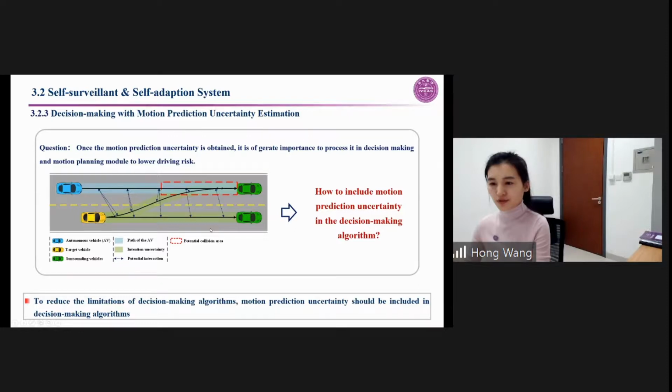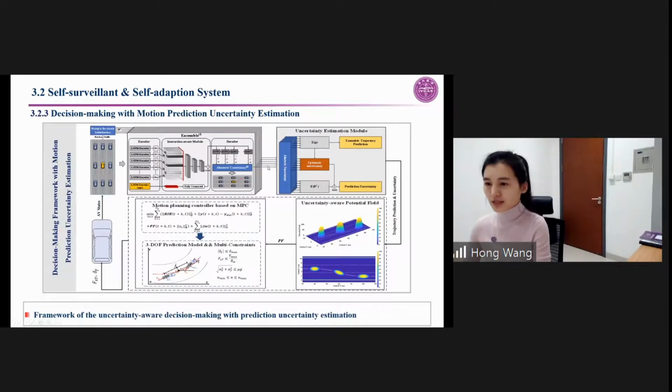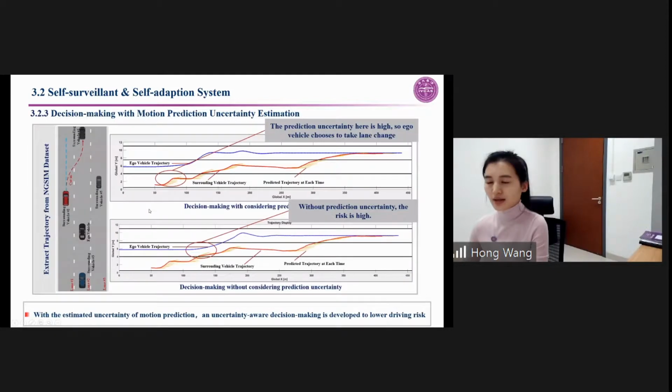So how do we include motion prediction uncertainty in this decision-making system? This is the framework of uncertainty-aware decision-making with prediction uncertainty estimation. This part is how to abstract the uncertainty estimation, and then we implement it into the model predictive controller through the uncertainty-aware potential field. Of course, it combines the prediction model and multiple constraints of the dynamics. Then we can design the decision-making with motion prediction uncertainty estimation. Through the results, we can see that the uncertainty-aware decision-making is developed to lower driving risk.